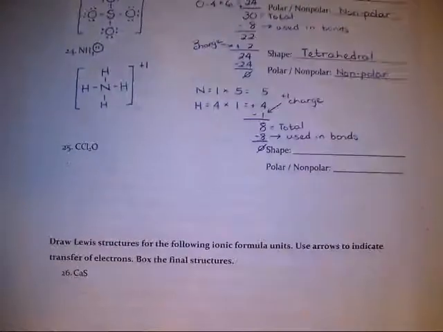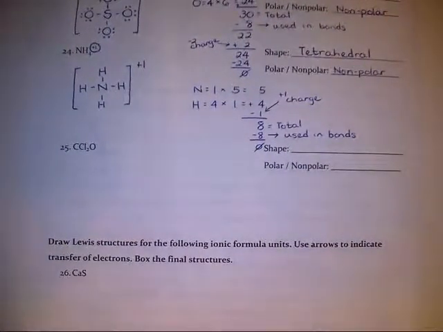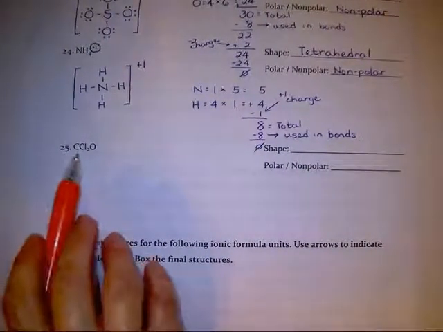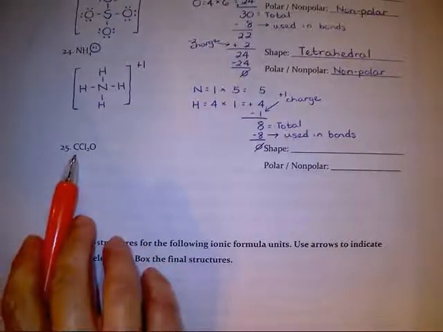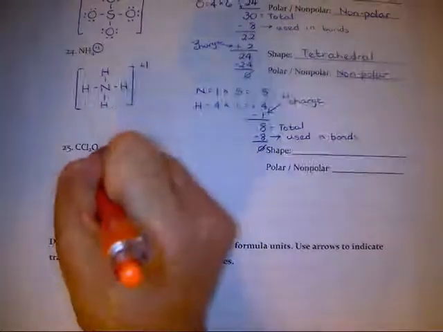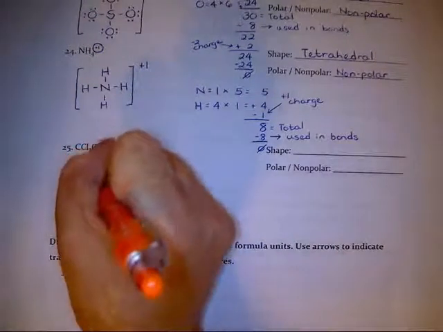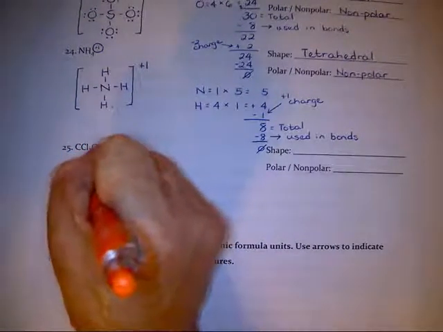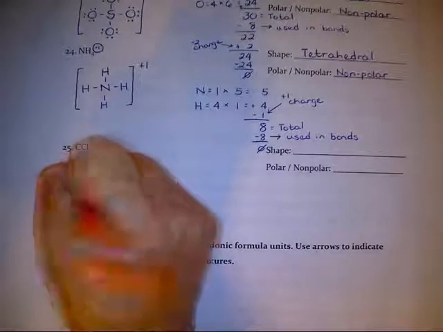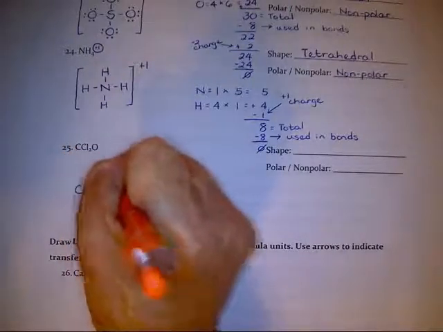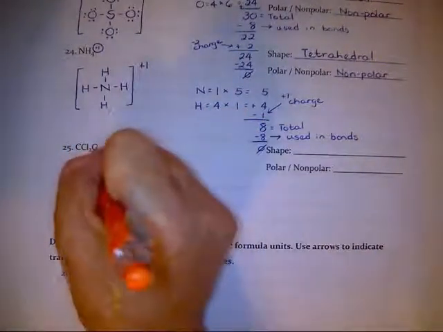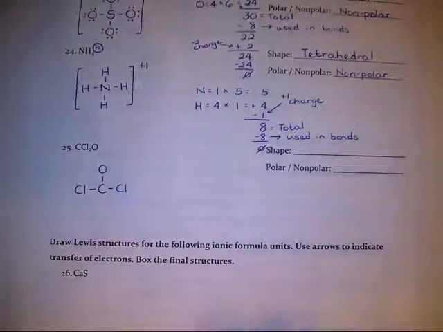Alright, number 25, CCl2O. Out of all of these, C is the one that is farthest away from fluorine, which means that it's going to be in the center. C is in the center. We have 2 Cl's. So I'm going to have a Cl hanging off here and a Cl hanging off here, and I also have an O. So that's the basic shape.